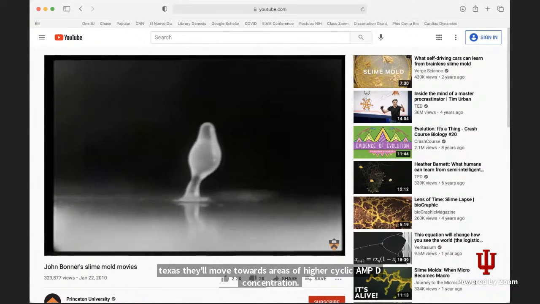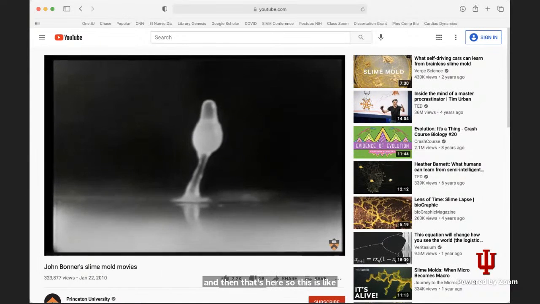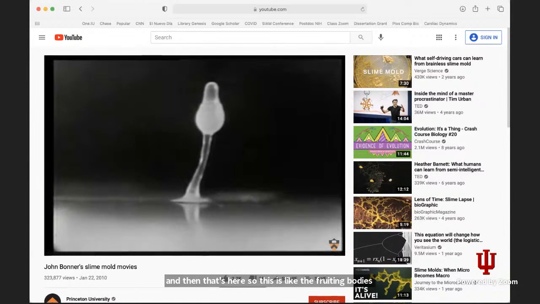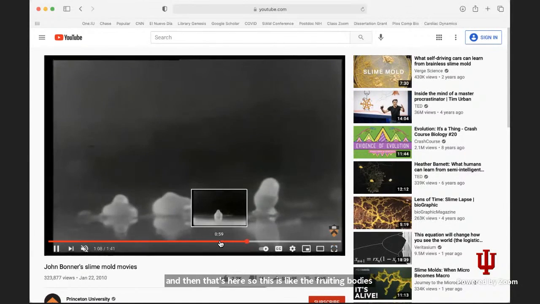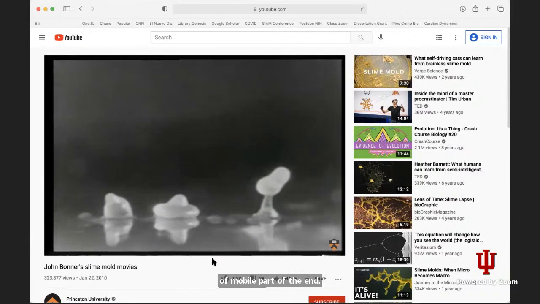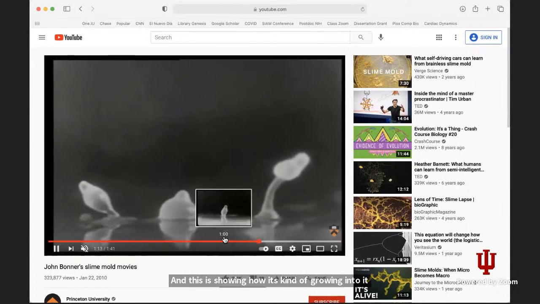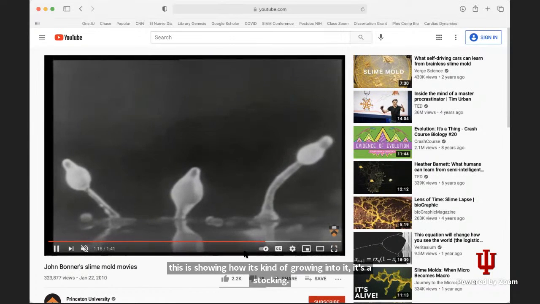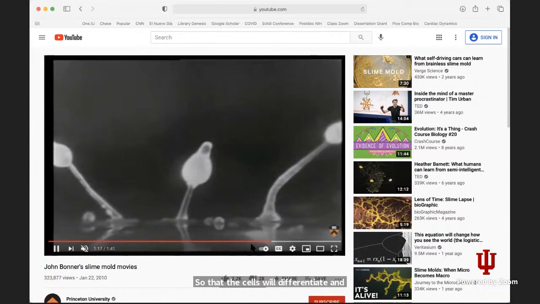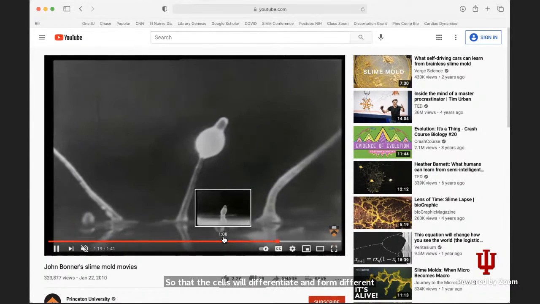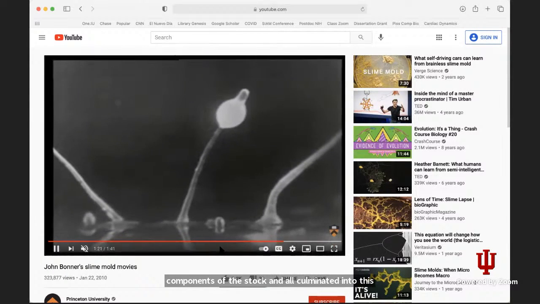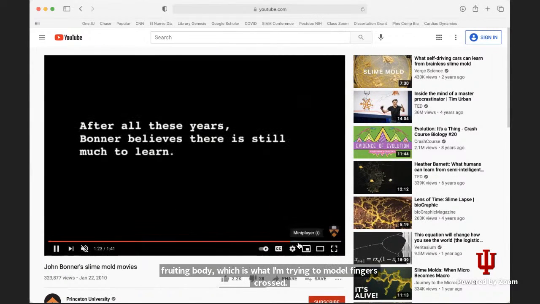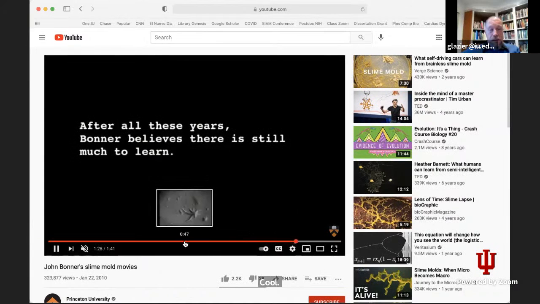And then that's here. So this is like the fruiting body, a little bulb part at the end. And this is showing how it's kind of growing into a stalking amoeba, so that the cells will differentiate and form different components of the stalk, and will culminate into this fruiting body, which is what I'm trying to model, fingers crossed.